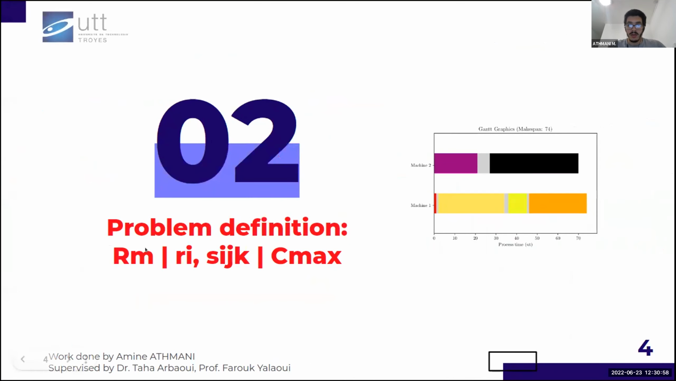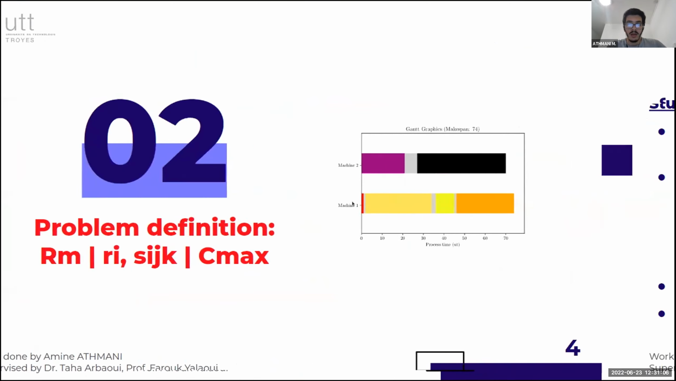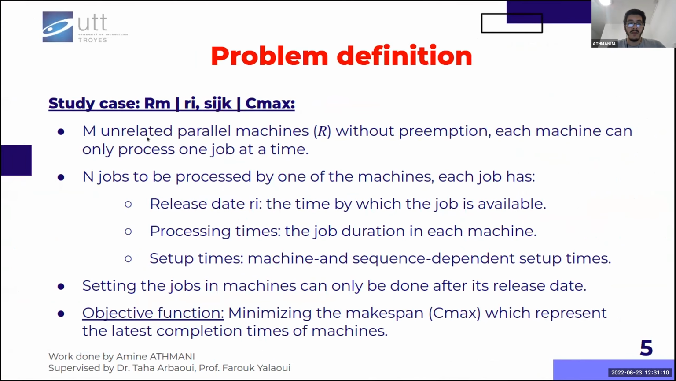So our problem, using Graham notation, is an unrelated parallel machine scheduling problem. We have M unrelated parallel machines, which means that each machine has its own speed. We have N jobs, and the jobs have release dates, which is the time by which the job is available to be scheduled. Each job has a processing time, and there is a setup time between each pair of jobs. The setup time is machine and sequence dependent, which means that if we change the machine, it changes, and if we change the order of the jobs, it also changes. The objective function is one of the most classical ones: the makespan, which is the latest completion time on the M machines.